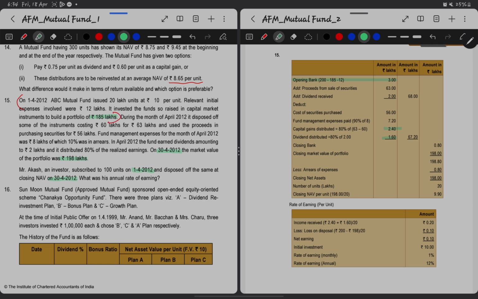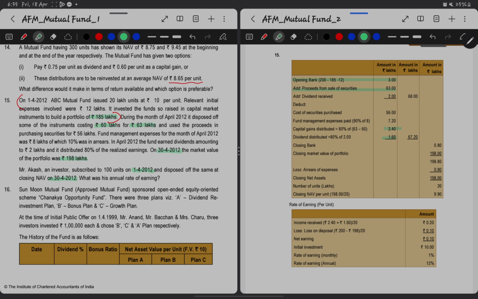Then the next portion is during the month of April 2012, it disposed of some of the instruments costing 60 lakhs for 63 lakhs. So out of that 185 lakhs investment, something the mutual fund company has disposed of. So it is sold for 63, but the cost was around 60 lakhs. So 63 minus 60 will be 3 lakhs, which will be the profit. But anyway, since we sold for 63 lakhs, that much receipt will come into the bank account, right? So 63 will be the addition to the balance of bank. So 3 plus 63.